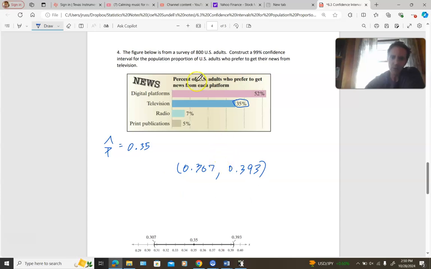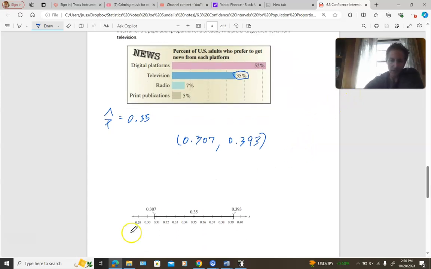So the true proportion from the population of U.S. adults who prefer to get their news from television, we can be 99% confident that it would be somewhere within this range. So this is actually a fairly large interval here, 30.7% to 39.3%. And the reason it's so large, guys, is because that's a very high level of confidence, 99%. That's close to 100.